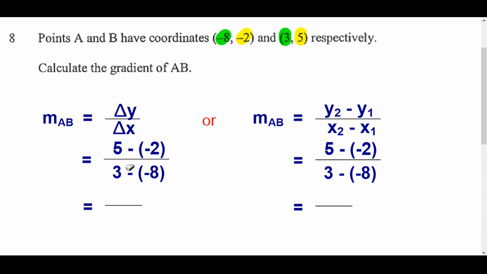And you just have to finish this off. Remember, when you subtract a negative, you add it on. So that's going to go to 7 in the top and 11 in the bottom. And you're done.